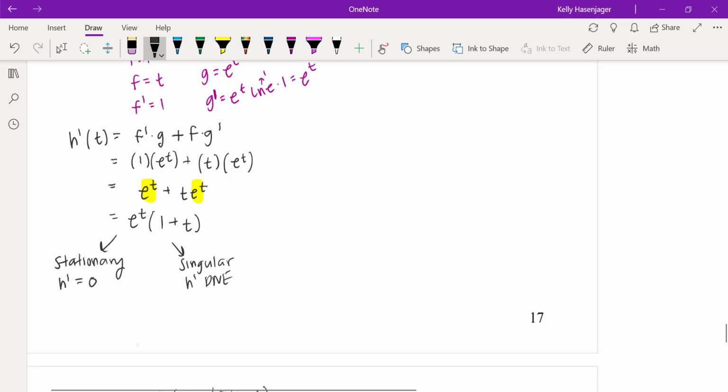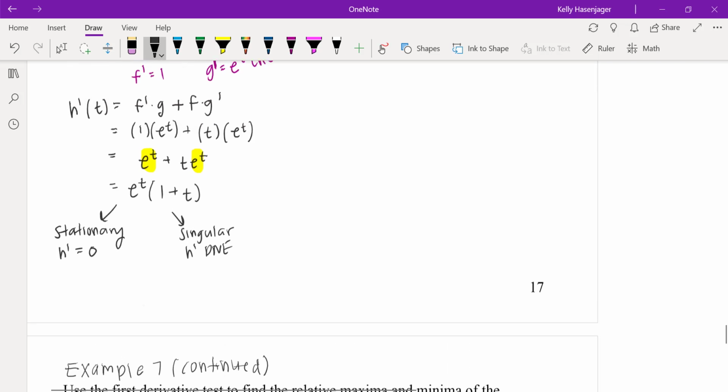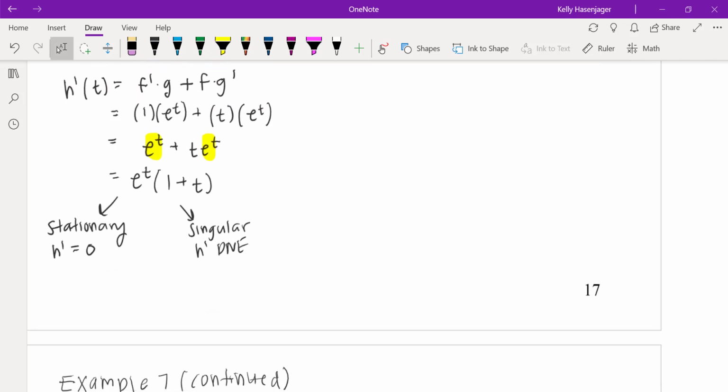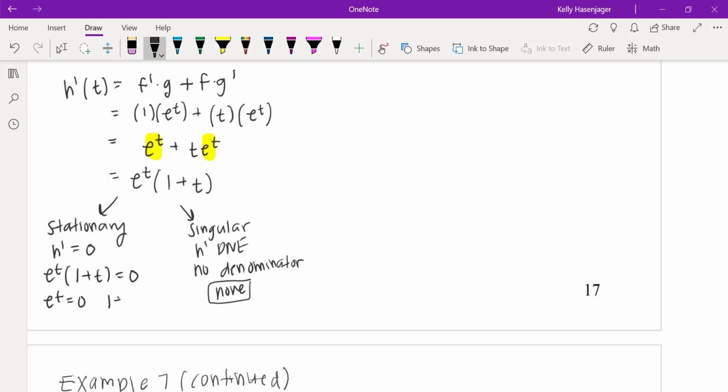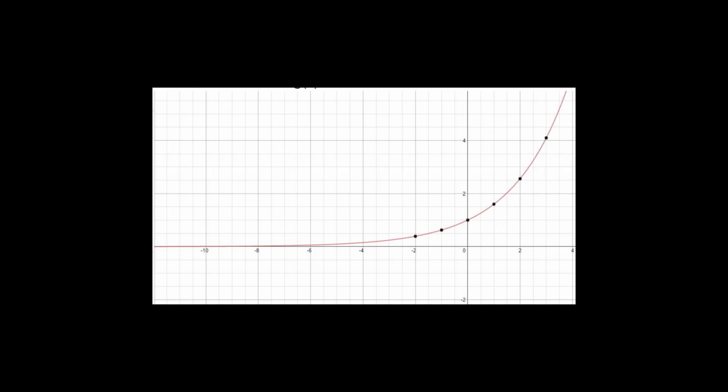From our derivative, now we'll figure out the stationary and singular points, so where the derivative is 0 and where the derivative does not exist. There's no denominator in our derivative, so for our singular points there's no work to do, so we have no singular points. The stationary point is where the derivative is 0, so I'm going to set that whole derivative equal to 0. If two things multiply to be 0, we're going to set each piece equal to 0. e^t = 0, 1 + t = 0.